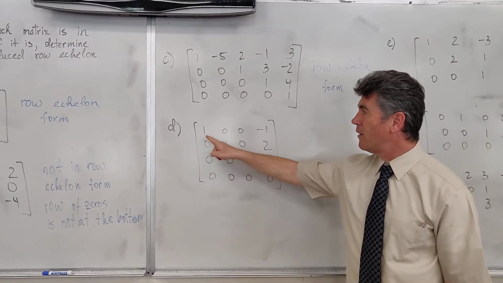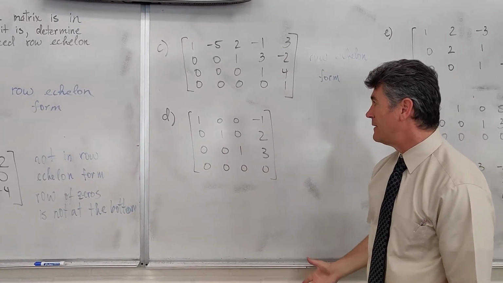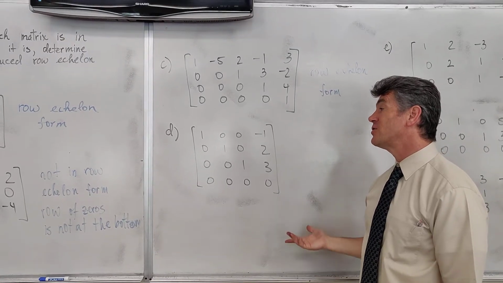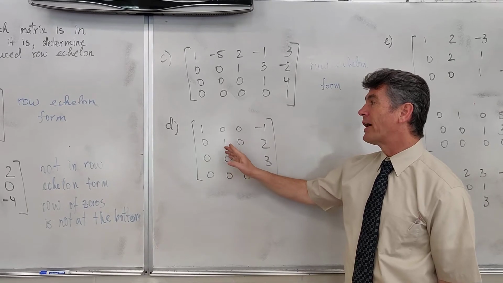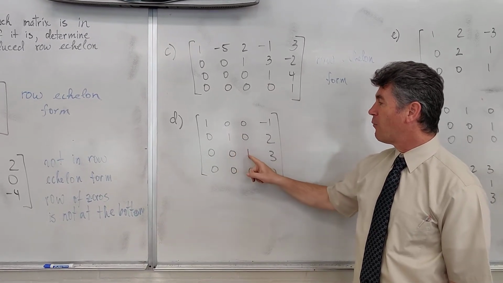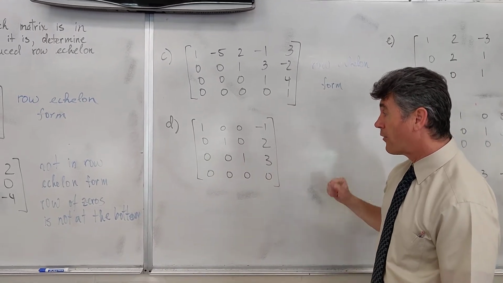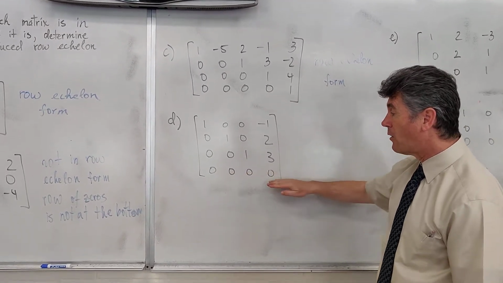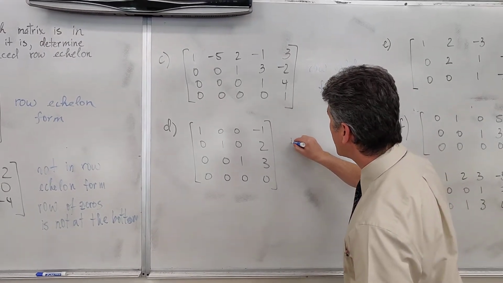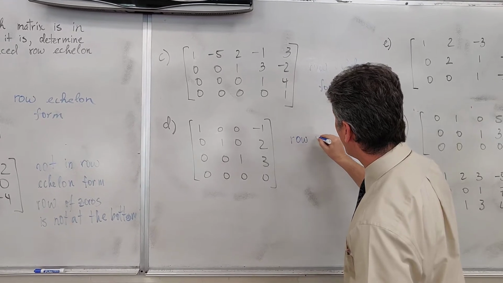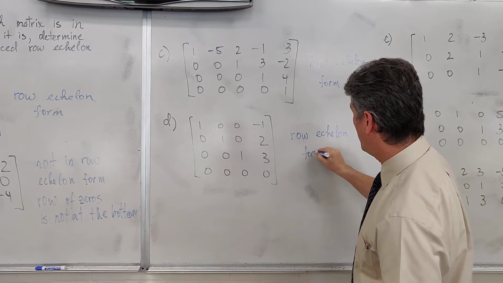D. 1, 1, 1 is the first non-zero entry in each row, and the one in row 2 is to the right of the one in row 1, and the one in row 3 is to the right of the one in row 2, and finally the bottom row consists entirely of zeros. So this is definitely in row echelon form.